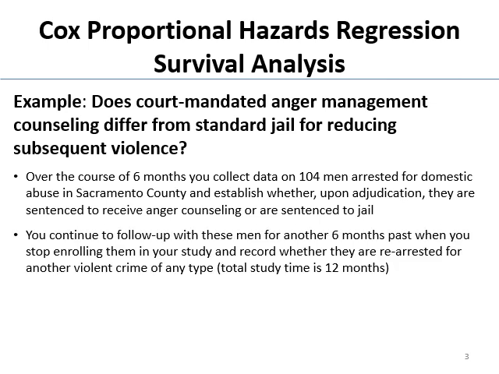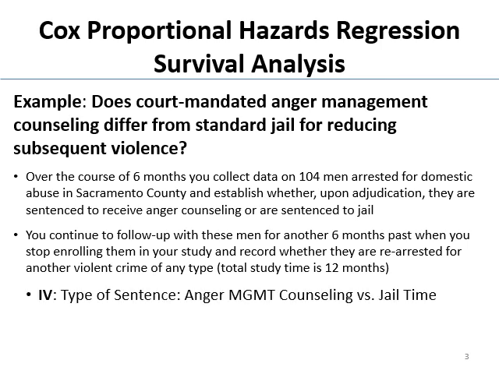You continue to follow up with these men for another 6 months past when you stopped enrolling them in your study, right? So 12 total months of study time, but 6 months are enrollment, 6 months are just following people up. And you record whether they are rearrested during that time for a violent crime of any type. That is, they are recidivated.